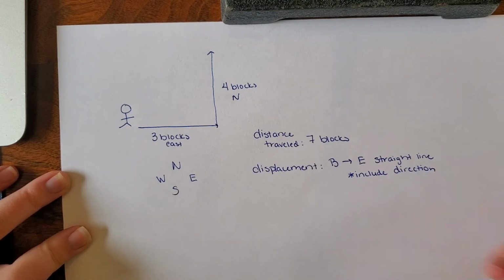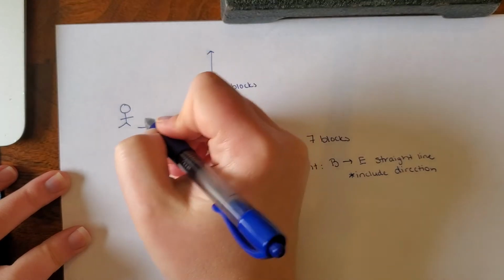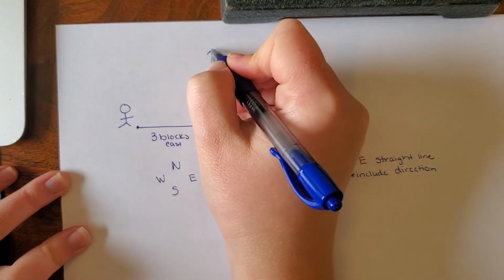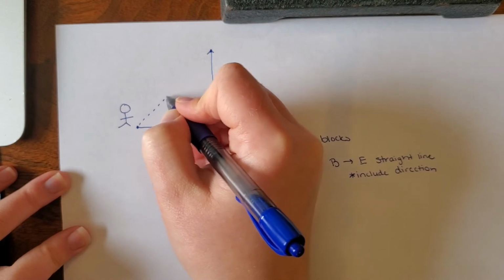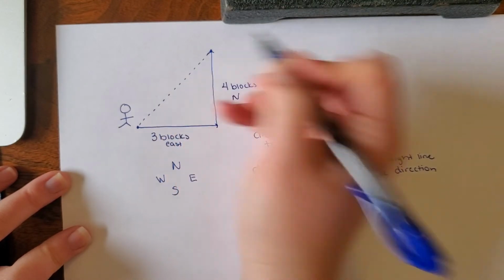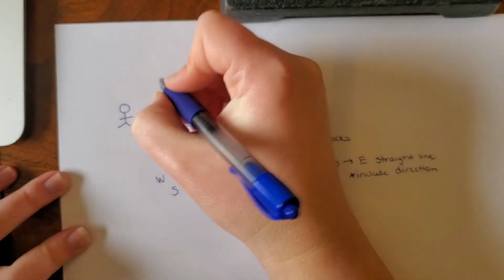So if I go back to my map of my walk, if this is where I started and this is where I ended, then this dotted line would be my displacement.